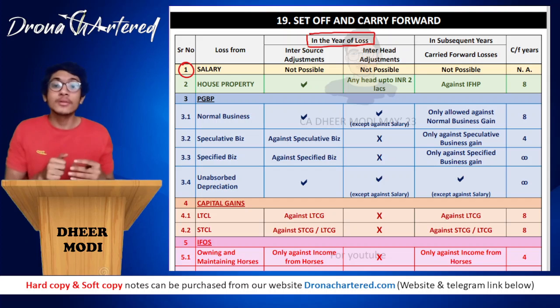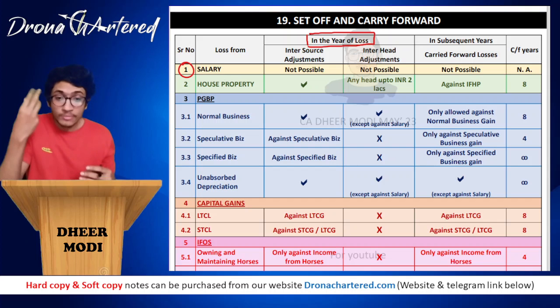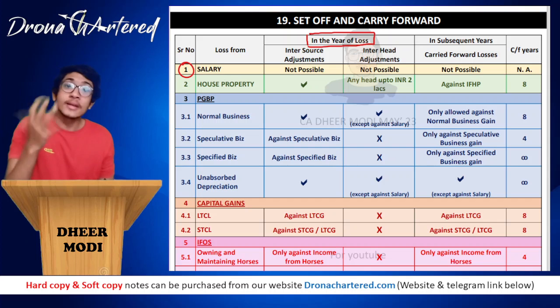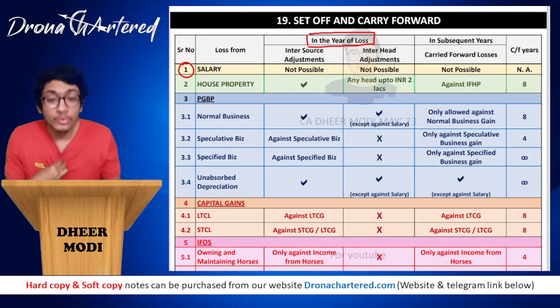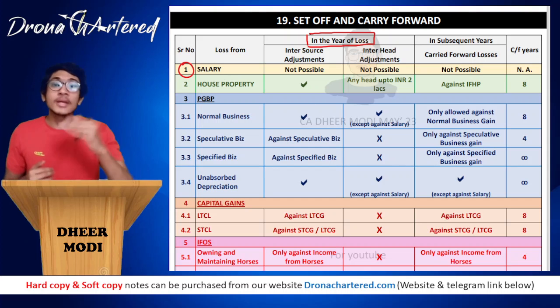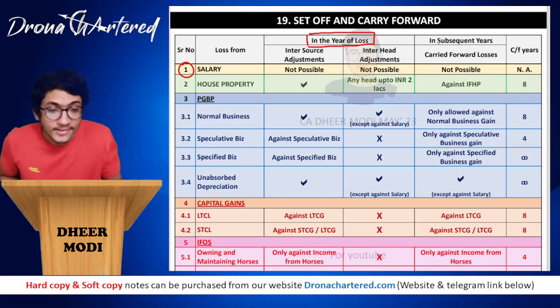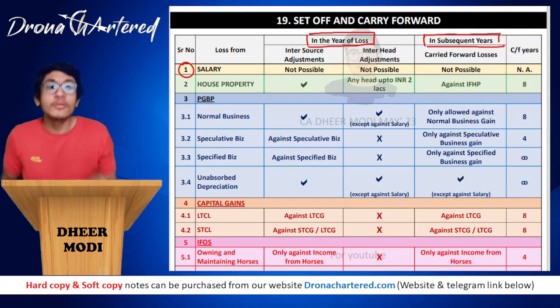So there are five heads of income. That is your salary, your house property, your PGBP, capital gain, and IFOS. That is your income from other sources. So there are five heads. So inter-source adjustment means within salary. Inter-head adjustment means salary with any other head. This is in the year of loss. Okay, and next part is your subsequent years. That means if you have carried forward any loss, in subsequent years, how do you do it?